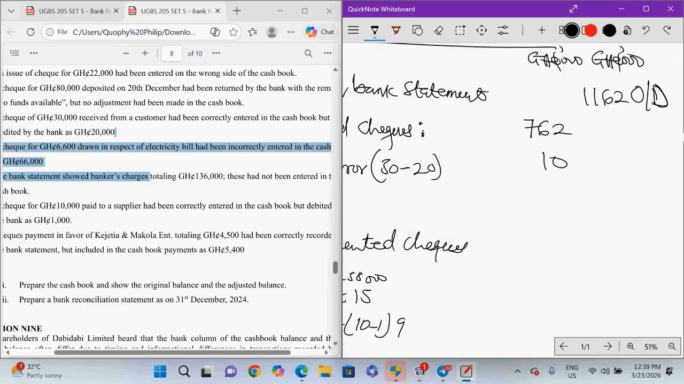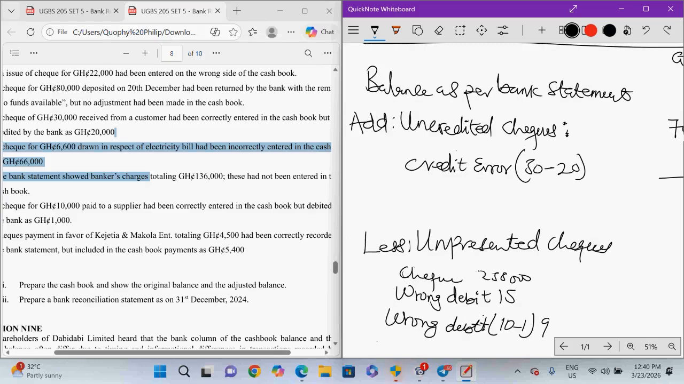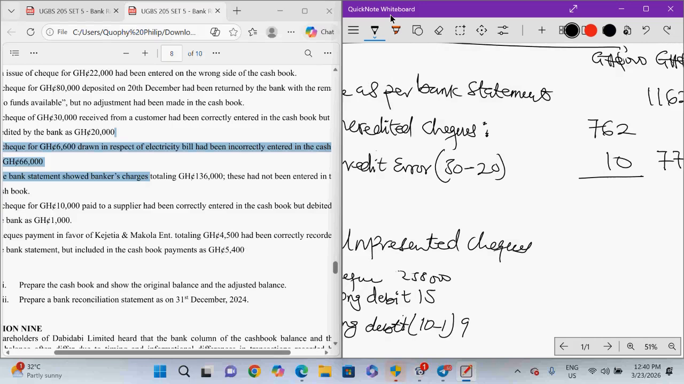So this will be added to this, right? So that's giving us what? 772. Then we proceed to the unpresented checks. But you are only having one. So that one to somewhere here. Unpresented check is 258.